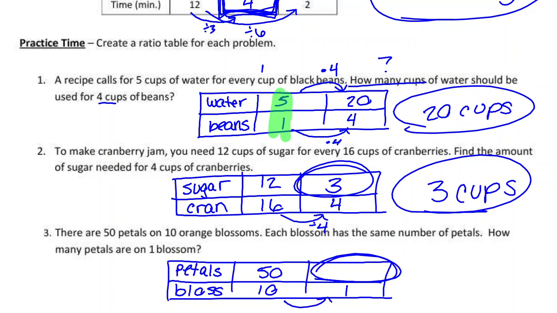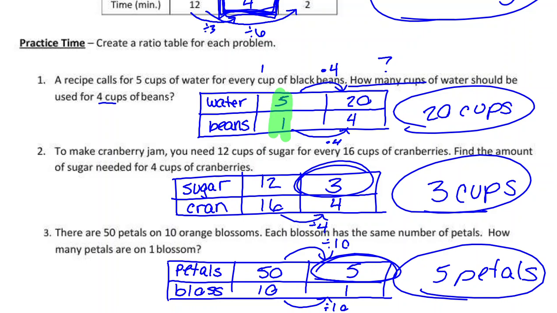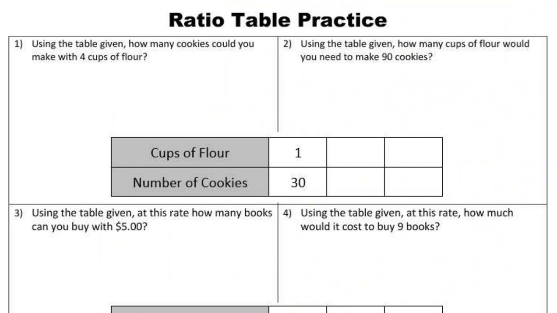10 to 1 needs to be division by 10. So 50 divided by 10 would be 5. So I'm left with 5 petals. And it's just really a name of labels, so make sure you're careful with labeling what pieces are coming from which word problem.